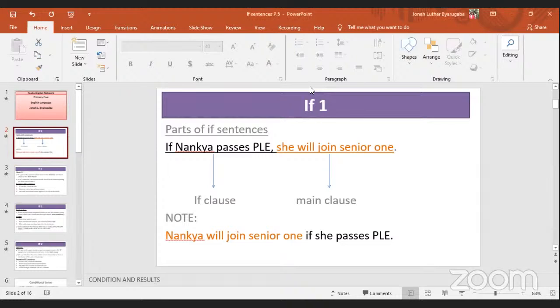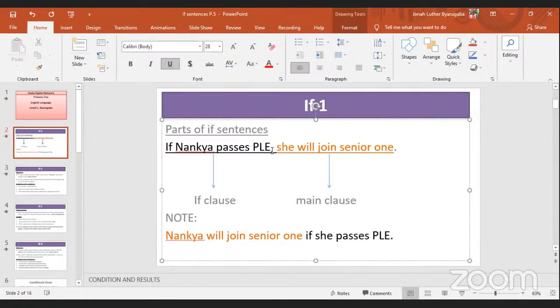No. Please say that again. Nakia will join senior one if she passes PLE. I only want you to express the if clause in the past simple tense. Only the if clause. I didn't say the whole sentence. Express it in the past tense.